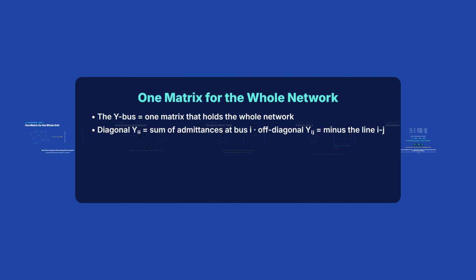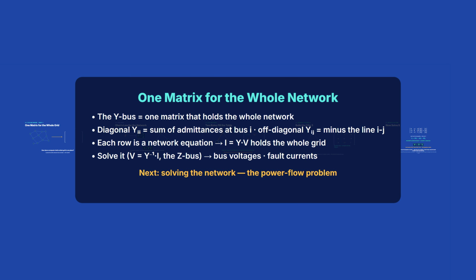So, the Ybus. It is one matrix that holds the whole network. Admittance is 1 over impedance, the ease of current flow. The diagonal for each bus is the sum of the admittances that touch it. The off-diagonal between 2 buses is the negative of the line between them. And each row of the matrix is one network equation. So, the currents equal the Ybus times the voltages. Solve that system, and we get the voltage at every bus. That is the heart of power flow and of short circuit studies. Next time we solve it properly, the power flow problem.